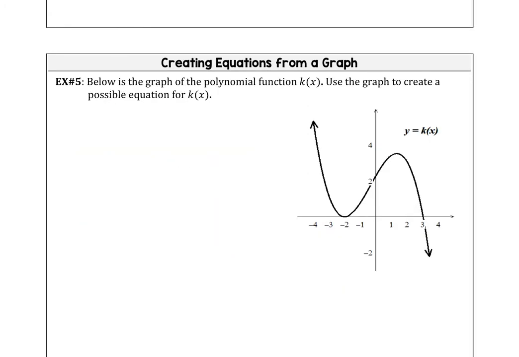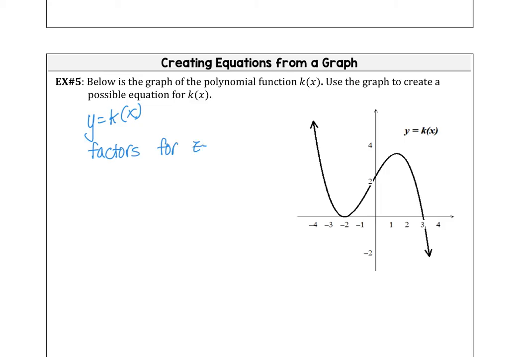Using the rule of 4 in example 5, they're giving us a graph. It looks like it's a third-degree graph, and we want to use what we know about the behavior of polynomials to see if we can write a possible equation. So in the rule of 4, can you take a graph and turn it into an algebraic expression based on what you know? So this graph is called y equals k of x, and we know that we've got to have some factors for the zeros.